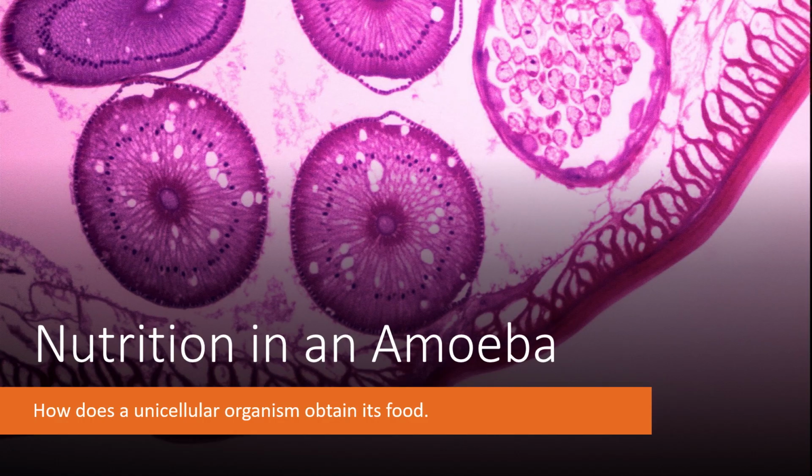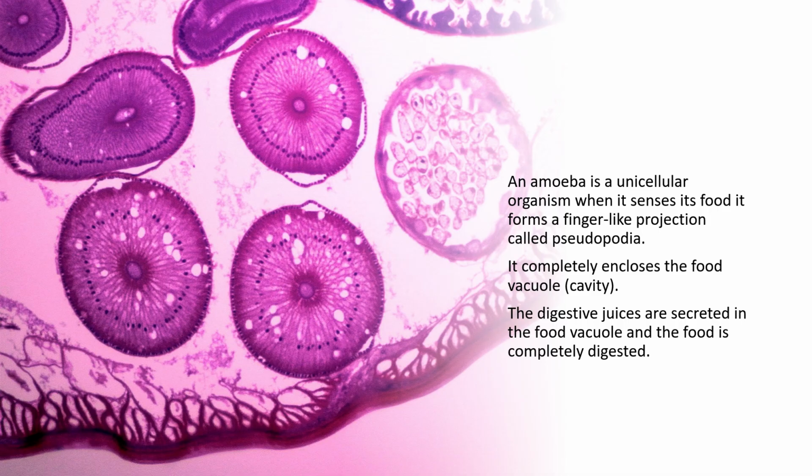Nutrition in an amoeba. How does a unicellular organism obtain its food? An amoeba is a unicellular organism. When it senses its food, it forms finger-like projections called pseudopodia. It completely encloses the food in a cavity called the food vacuole. The digestive juices are secreted in the food vacuole, and the food is completely digested.